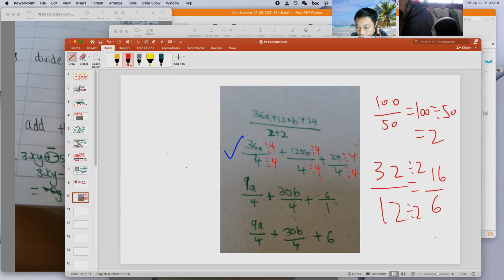Okay. So basically, can you start to see? You divide by 2 on top, you need to divide by 2 below. So same thing. You divide by 4 on top. Do you think you need to divide by 4 below? Then if you divide by 4 below, what do you get for below? What are you supposed to get for below then?